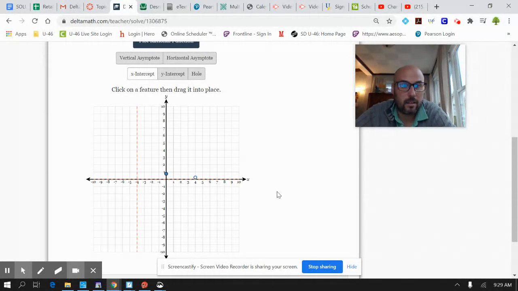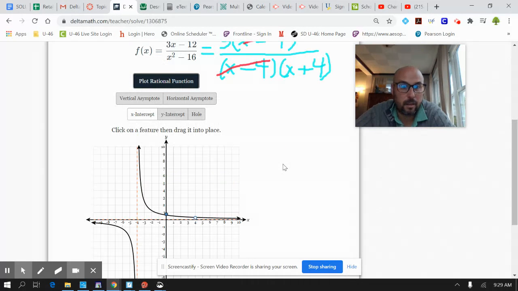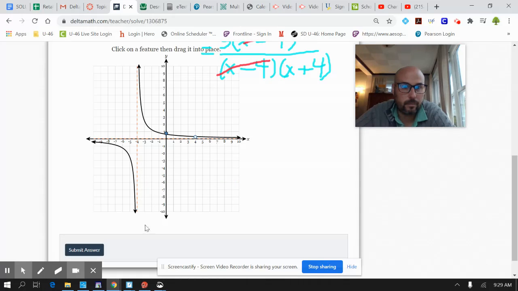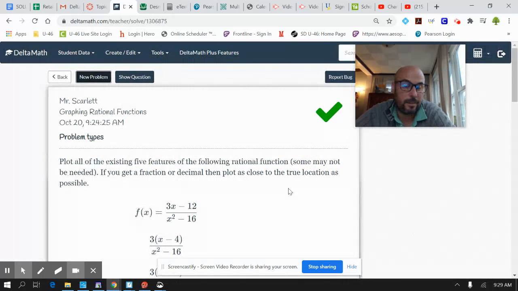And here is everything that I'm required to graph for this problem. I got 2 asymptotes, and my graph is going to slide through this y-intercept, hop over this hole, and there it is. Hopefully that was beneficial, and I hope it helps.